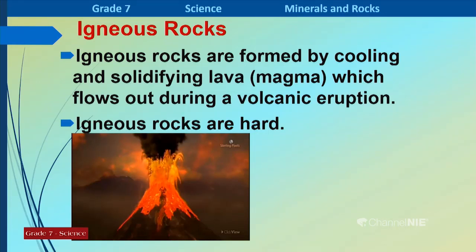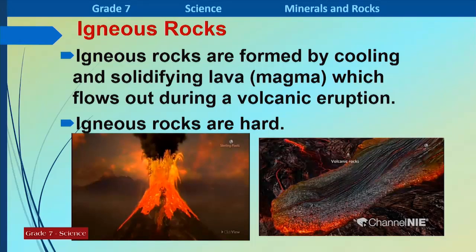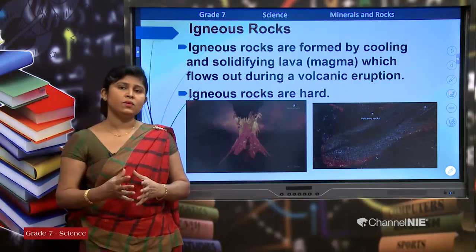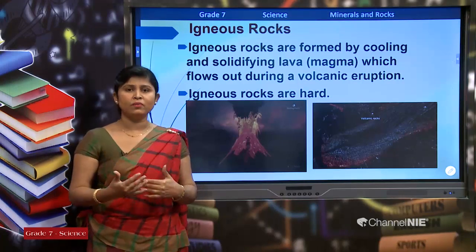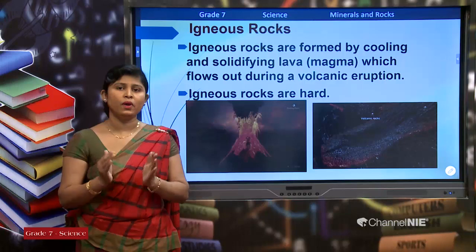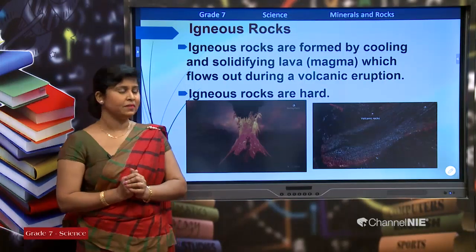Then look at the second picture. My dear children, you can easily identify the lava which comes out as magma, gets cool and solidifies to form igneous rocks. Then finally, you have to understand that igneous rocks are formed by solidifying lava. You have to keep that in your mind.